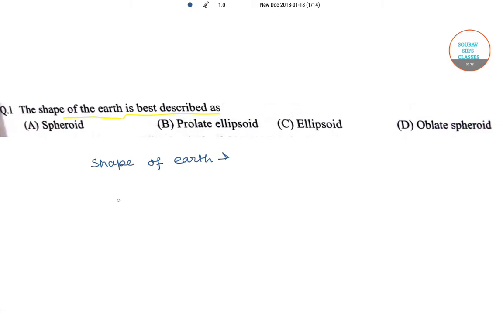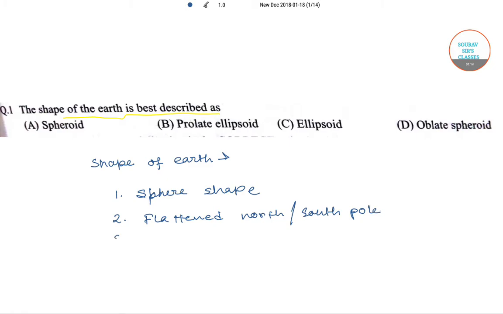So the first point is it's a sphere shape, and that is slightly flattened at the north pole and the south pole. So flattened at the north and south pole.